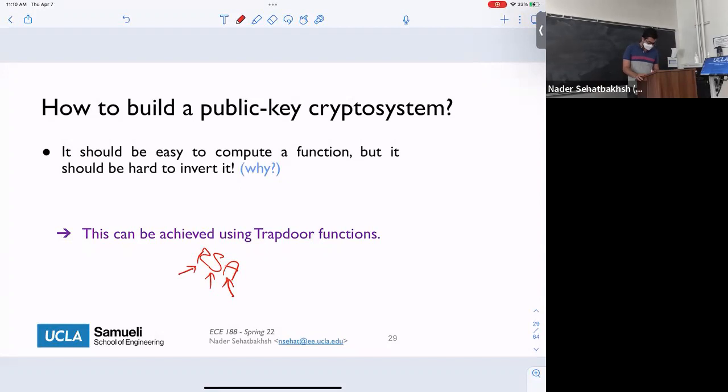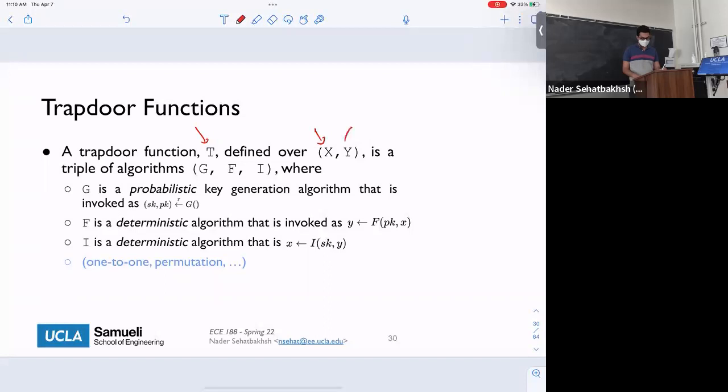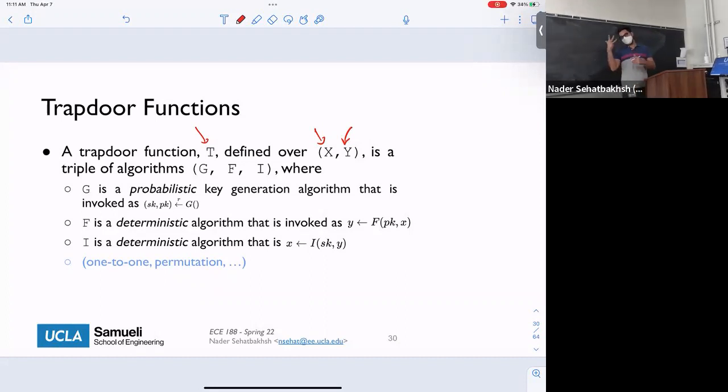All right. So what is a trapdoor function? The mathematical definition of the trapdoor function: a trapdoor function, or T, is basically defined over a domain of X and Y. The inputs are in domain X and the outputs in domain Y. And basically a set of 3 algorithms. It's not just one algorithm, it's a set of 3 algorithms, right?